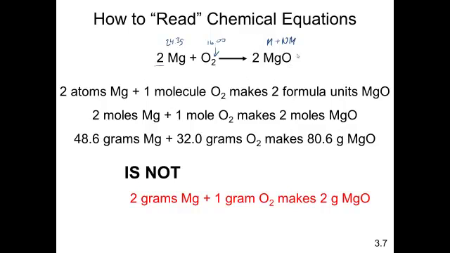What this does not mean, or how we can never interpret this, is 2 grams of magnesium plus 1 gram of oxygen makes 2 grams of magnesium oxide. So again, these coefficients represent either atoms or moles, or if we're going to talk about grams, we have to use molar masses and usually do some multiplication when we're doing our math. So these coefficients never stand for or represent grams.